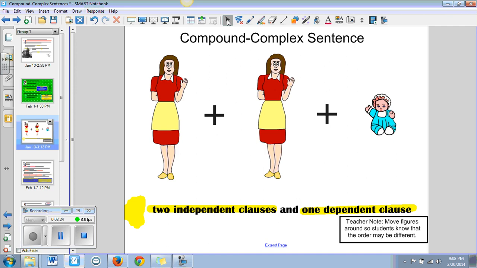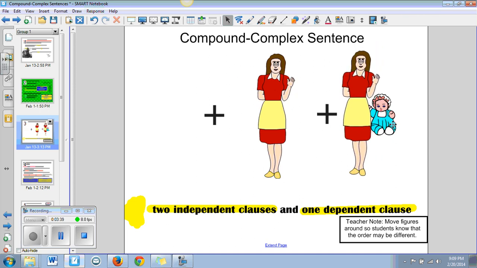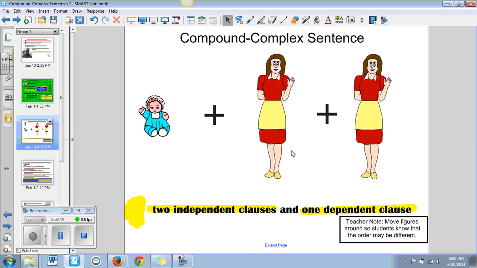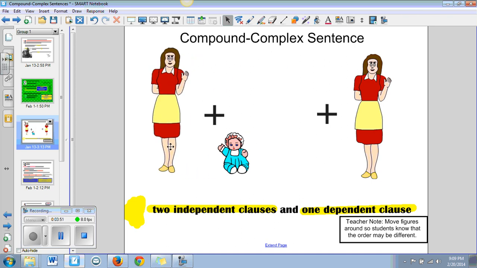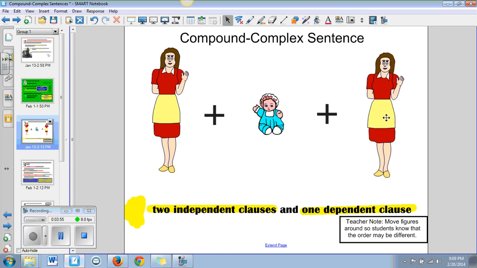So if we were going to look at this particular formula, we could have 2 independent clauses in the beginning of our sentence and then end with a dependent clause. What we could also do is have the dependent clause actually start our sentence and then end the sentence with 2 independent clauses. Or we could even have the sentence start with an independent clause, then have a dependent clause right in the middle, and then end with another independent clause.